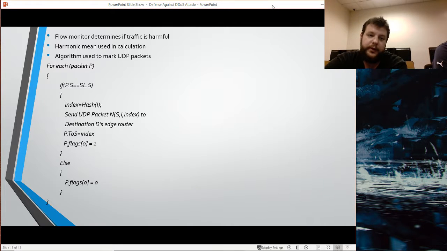The flow monitor determines if traffic is harmful. Harmonic mean is used in the calculation mainly because it provides a lower value than the other means, which just ensures that no harmful traffic gets through. The following algorithm is used in the packets. As you can see, the flag values are 1 and 0. If the value of the flag is 1, traffic is harmful. If the value is 0, the traffic is good.